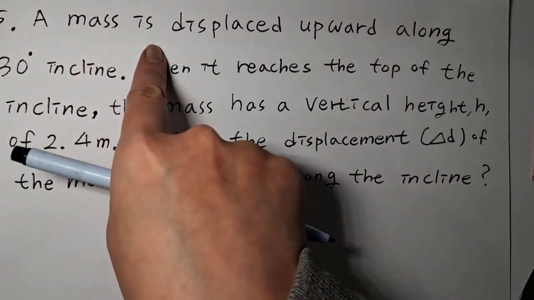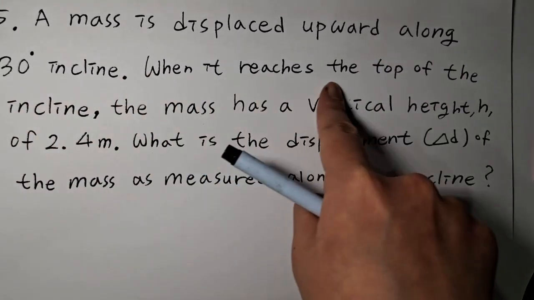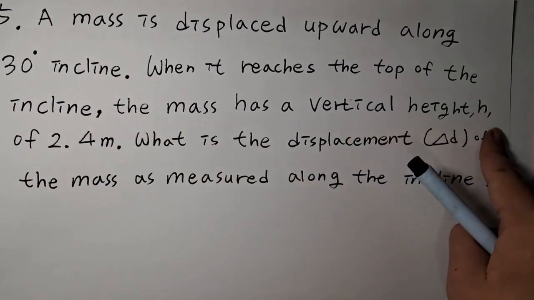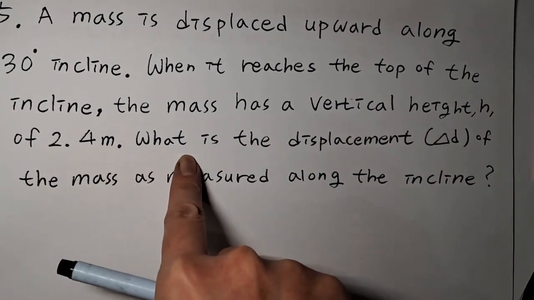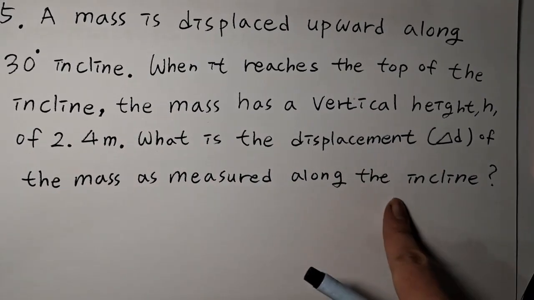A mass is displaced upward along a 30-degree incline. When it reaches the top of the incline, the mass has a vertical height h of 2.4 meters. What is the displacement of the mass as measured along the incline?